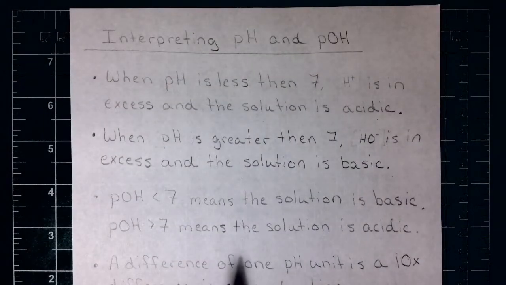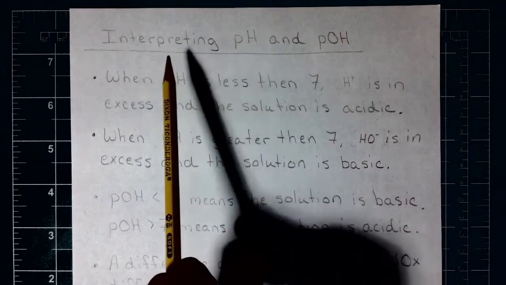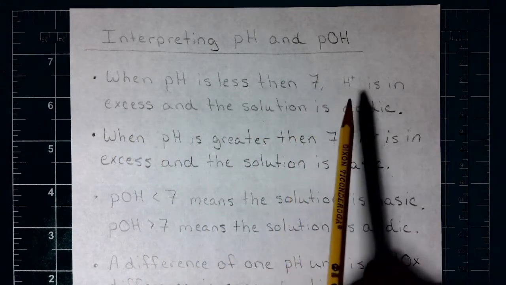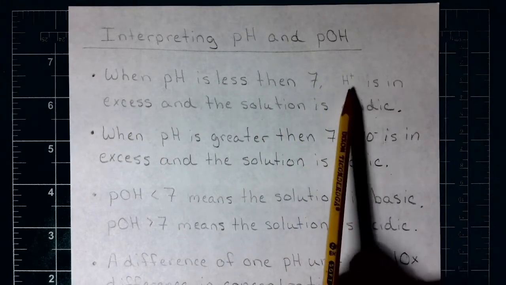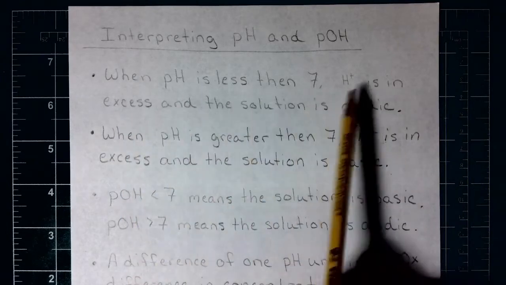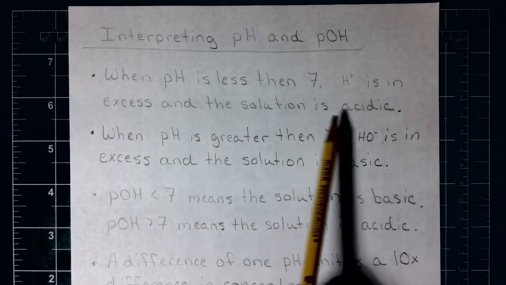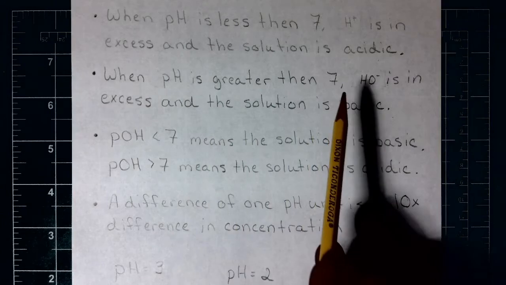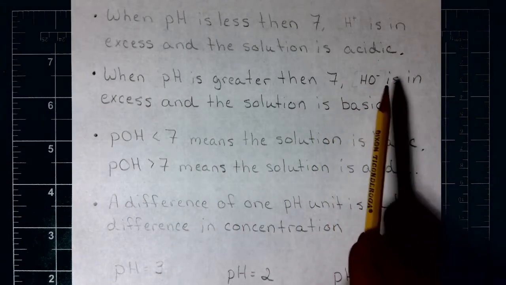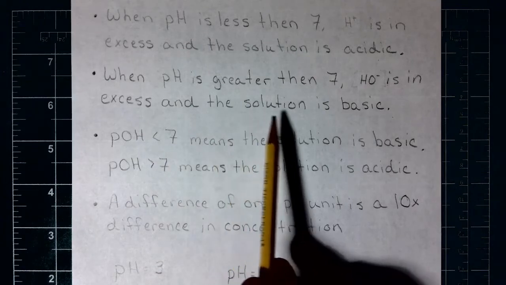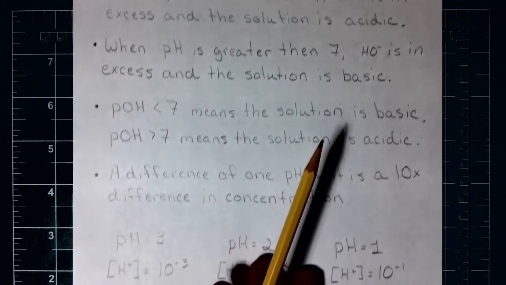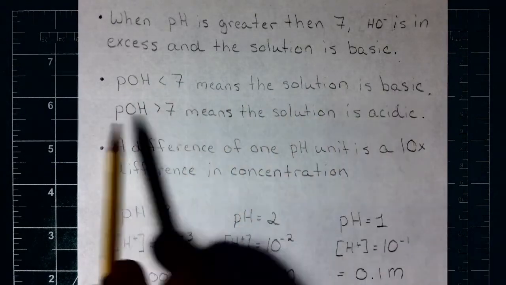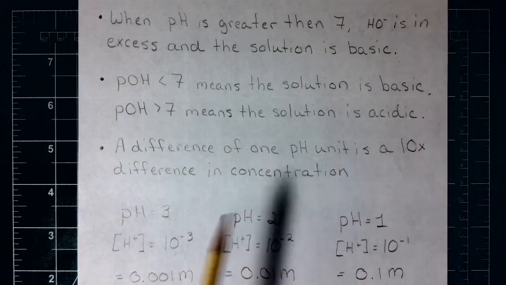So let's take a moment here to see what we can interpret from pH and pOH. When pH is less than 7, the concentration of protons is in excess, so there's more protons than hydroxide ions, and the solution is acidic. When the pH is greater than 7, the hydroxide ions are in excess, and the solution is basic. The reverse is true for pOH. When it's less than 7, this means that the solution is basic, and when it's greater than 7, it means that the solution is acidic.